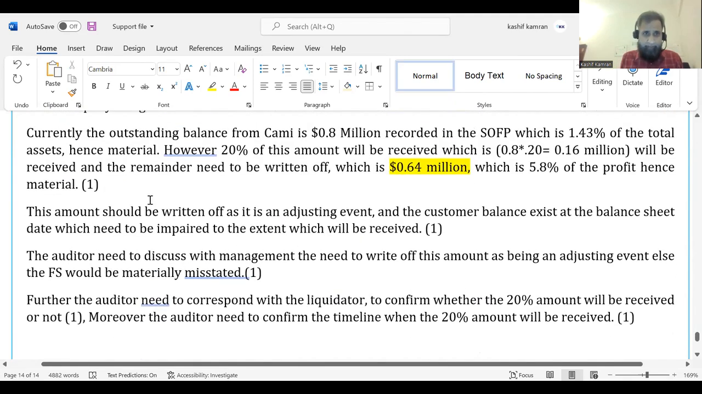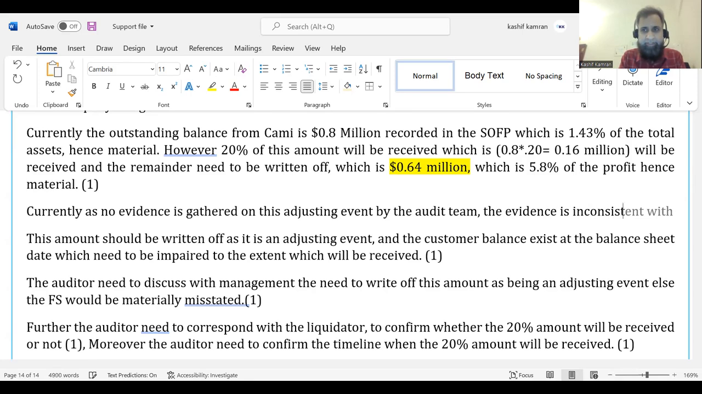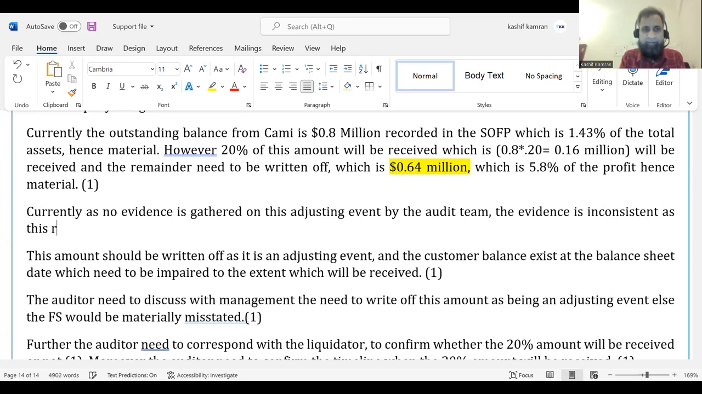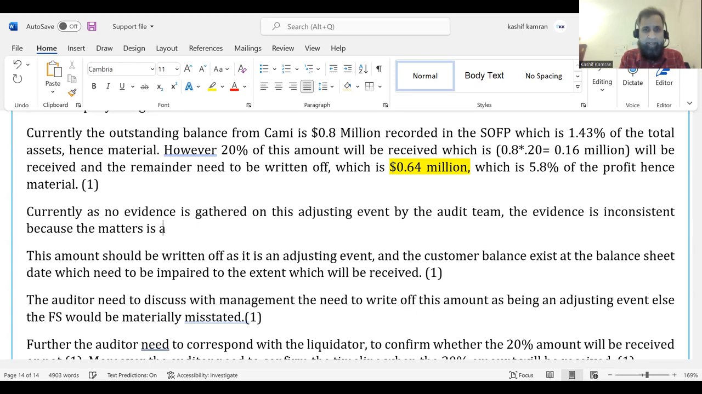Sorry, I missed that out. You will write over here, on CAMI, currently as no evidence is gathered on this adjusting event by the audit team, the evidence is inconsistent because the matter is important as it relates to a significant customer, full stop.